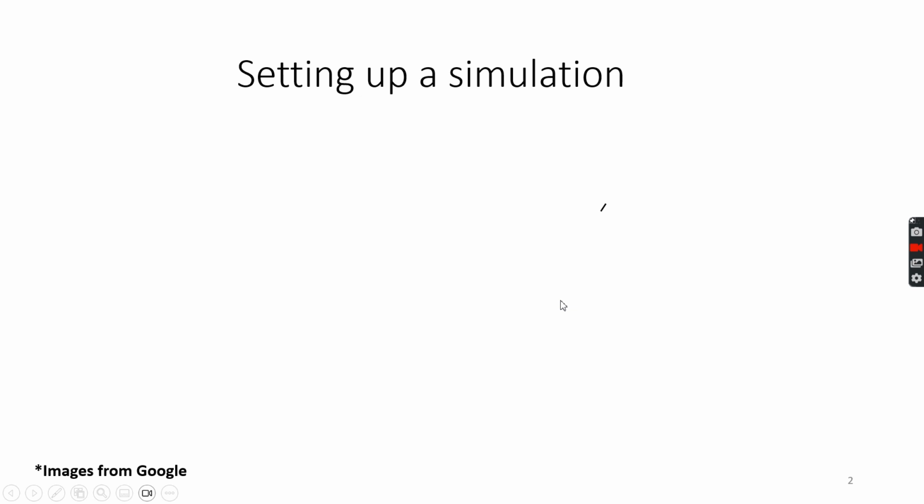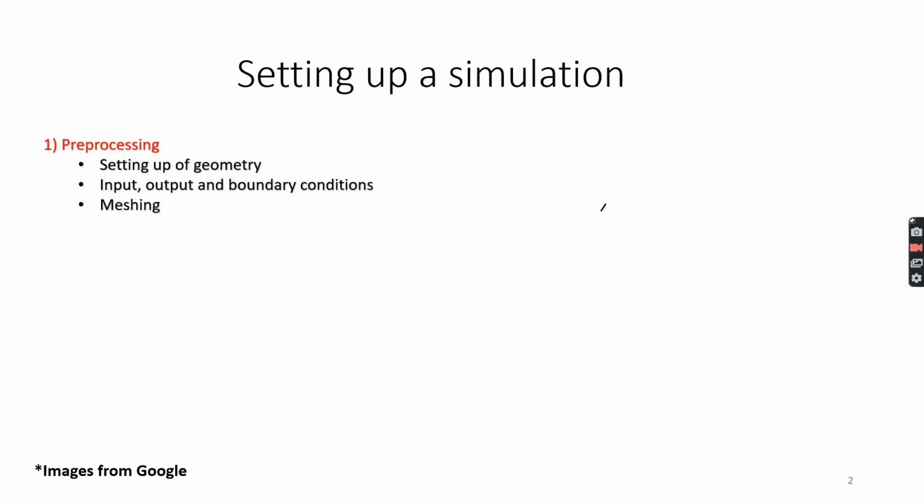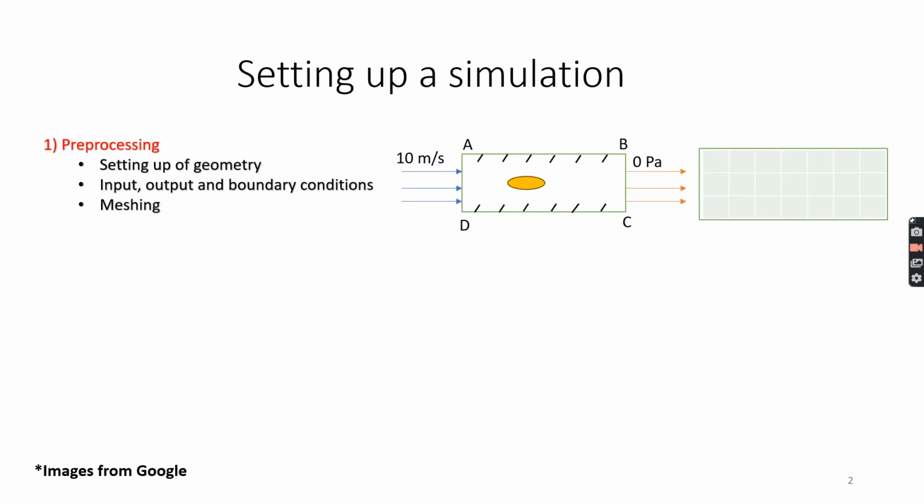So, what is setting up of a simulation, especially a CFD one? Setting up a simulation involves three parts, which is basically pre-processing, solving the equations, and post-processing. In pre-processing, we first set up the geometry and establish the input, output, and the boundary conditions on the geometry, and then do the meshing on the geometry.